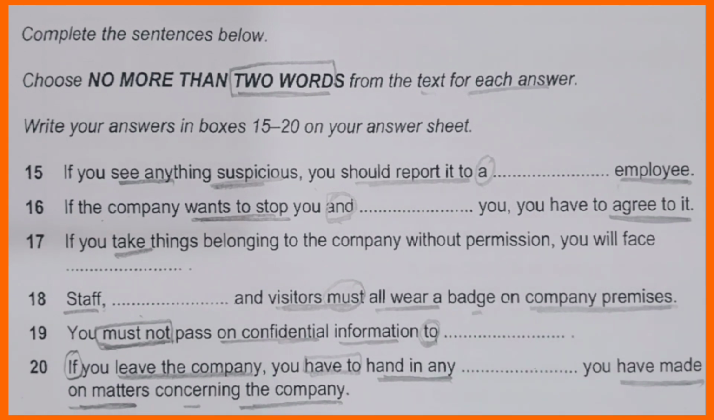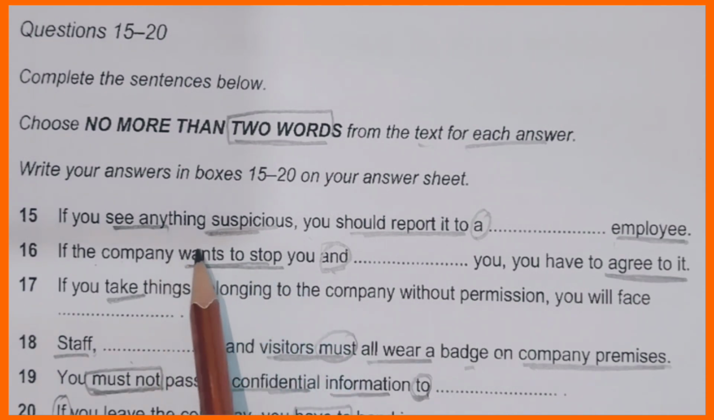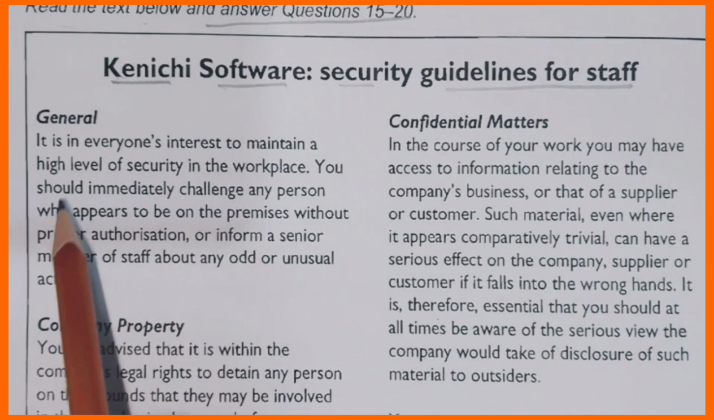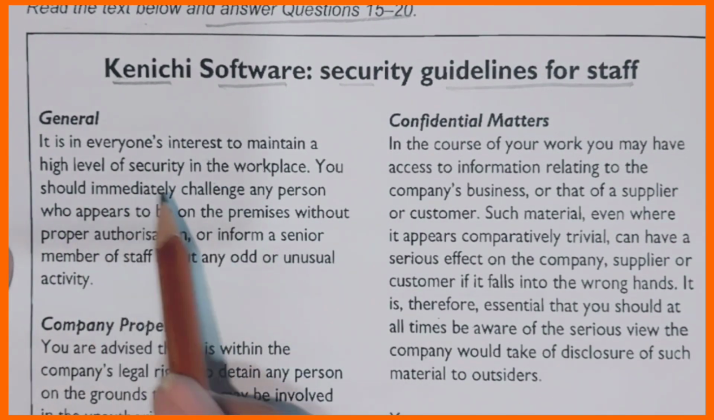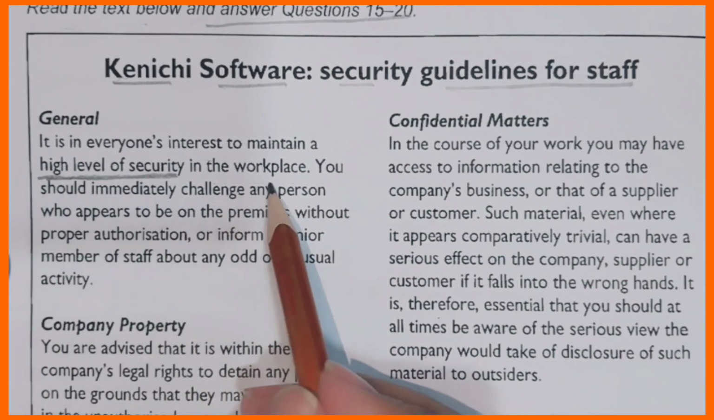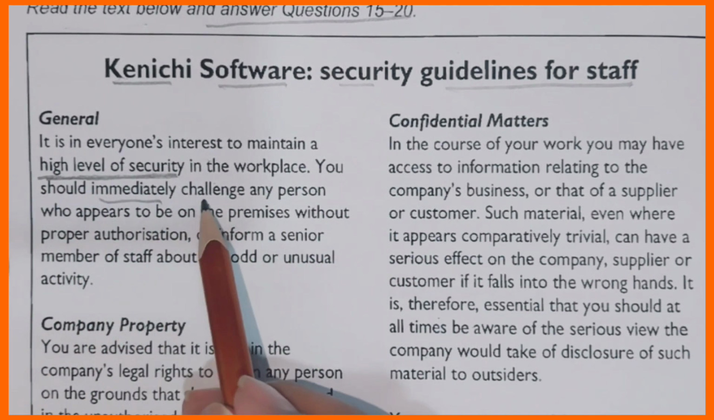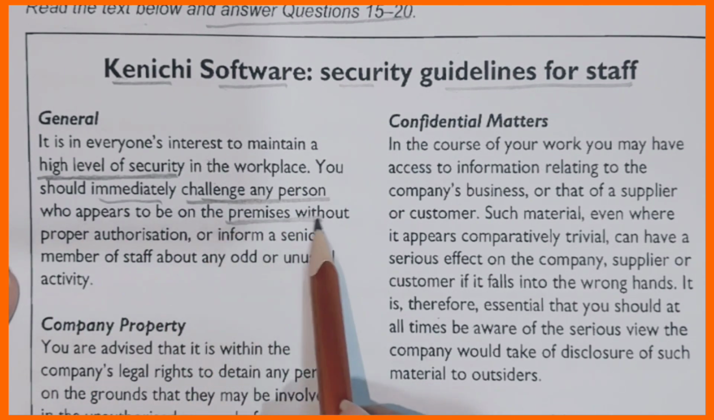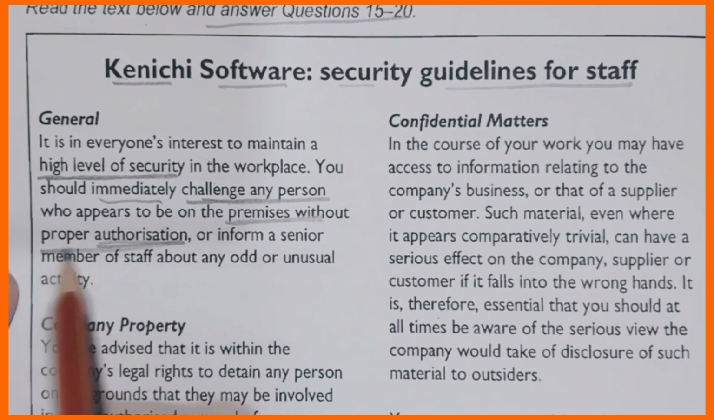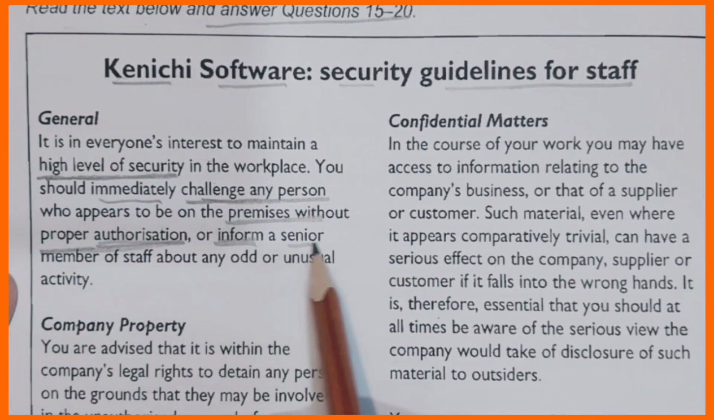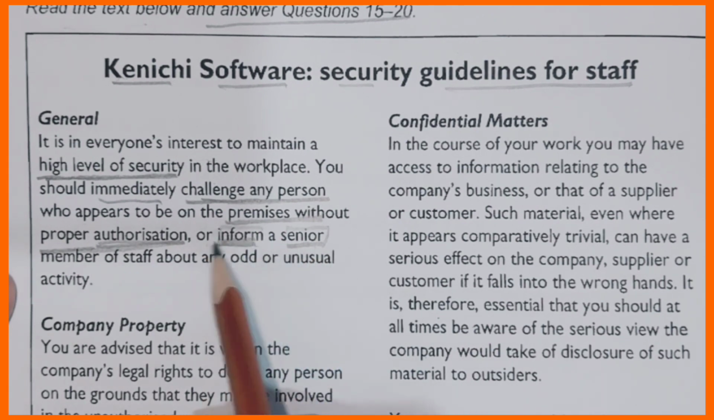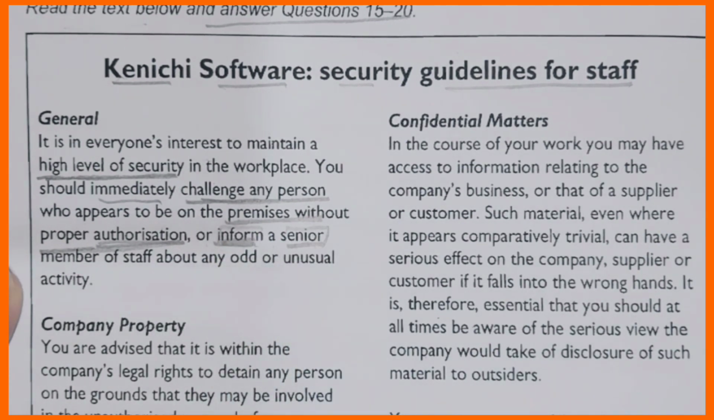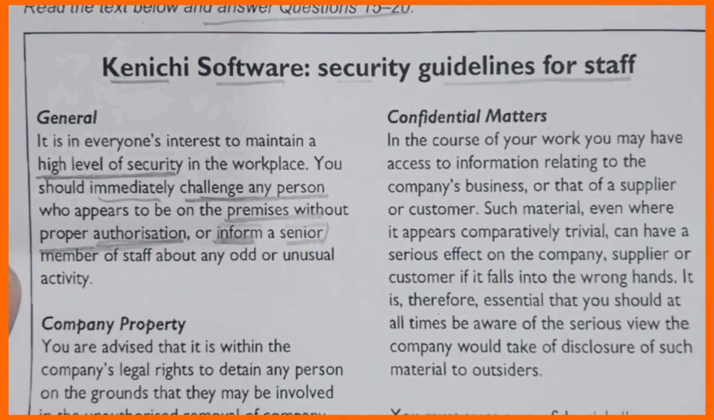So let's move towards the topic and we'll get the answer immediately. First question: anything suspicious you have to report. So we need to find out where the information is that we are supposed to report. Generally, it is in everyone's interest to maintain a high level of security. So security means we can find our answer here in workplace. You should immediately challenge any person who appears to be on the premises without proper authorization, or inform a senior member of staff about any odd or unusual activity.